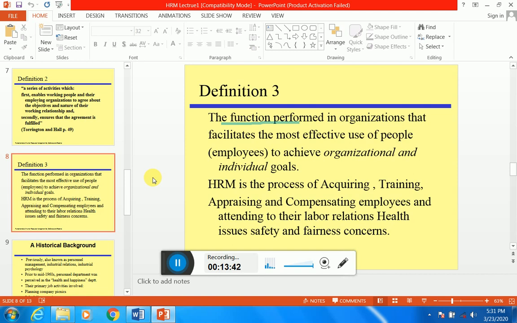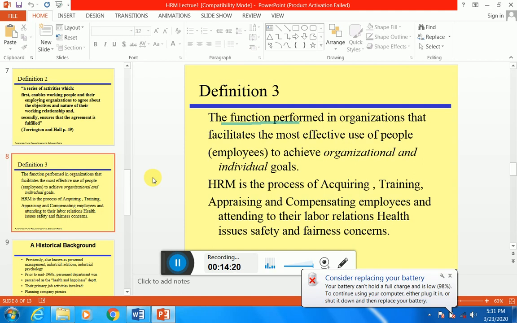The summary of all the definitions is that human resource management is simply the process of acquiring, training, appraising, and compensating employees, and giving attention to their labor relations, health and safety, and fairness issues. Simply stated, human resource management is the management of people working in an organization. It is a subject related to humans. For more simplicity, we can say that it is the management of humans or people.